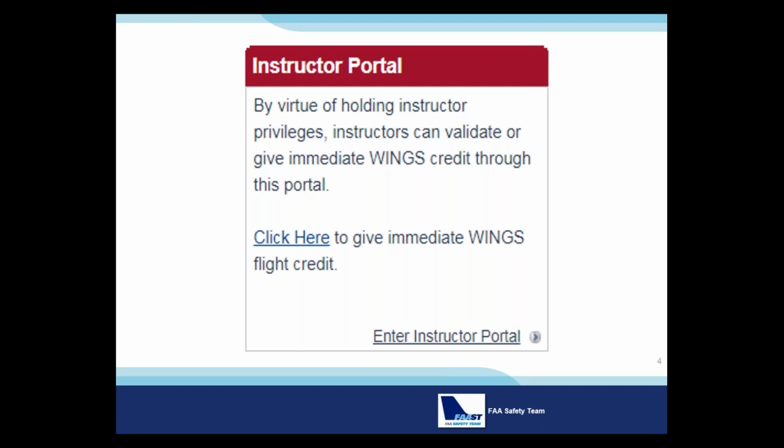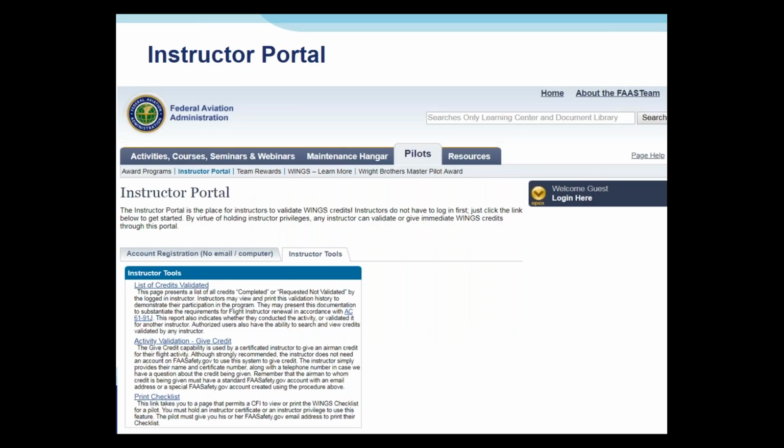If you click on the Enter Instructor Portal, it will give you multiple options, most of which you will need an account on FAASAFETY.GOV. On the Instructor Portal, you will have the other following options, all of which will require you to have an account and log in on FAASAFETY.GOV. You will have account registration of your students that don't have a computer or email address, a list of credits validated by you, the instructor, and you also have the ability to print a checklist, a wings checklist for a pilot that you're working with.